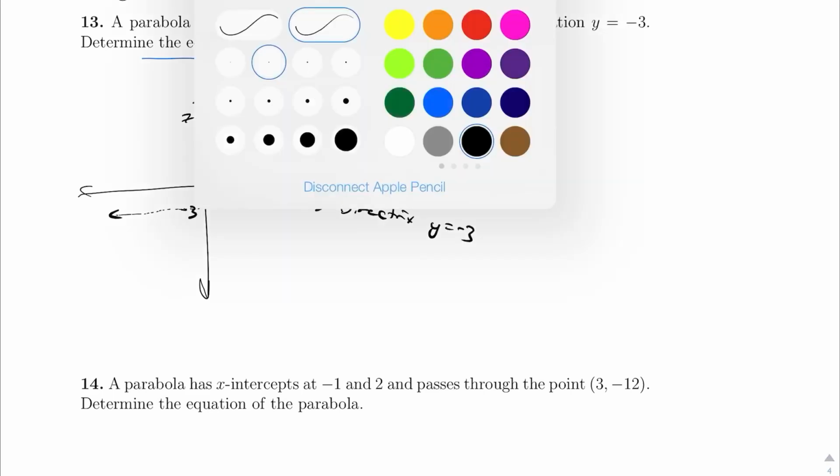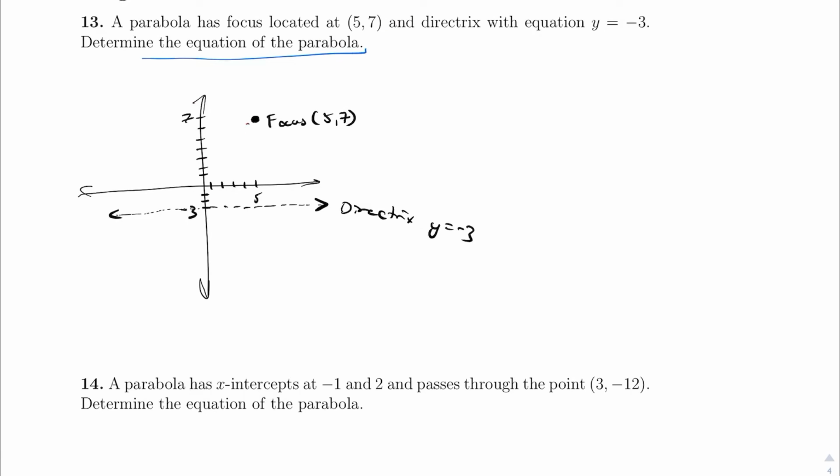And so these have a total distance of 10 between them. Since the total distance is 10, it'll be 5 away from each of them. So 5 up from here or 5 down from here gives us the point 5, 2. And it's going to be an upward facing parabola because it's going to engulf the focus. So y is equal to (x minus 5) squared plus 2.